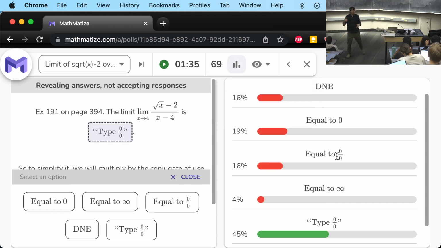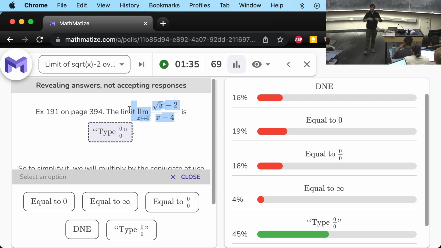Why is this thing in quotes, and why don't I just say it equals 0 over 0? Well, equals 0 over 0, this option, is wrong. 0 over 0 is not a number. That is not what I'm trying to say. I'm trying to tell you that this limit is a limit where we are going to have to do some work and simplify it. So noticing that it's type 0 over 0 is not the final answer. It's just an idea you have on the way to the final answer.